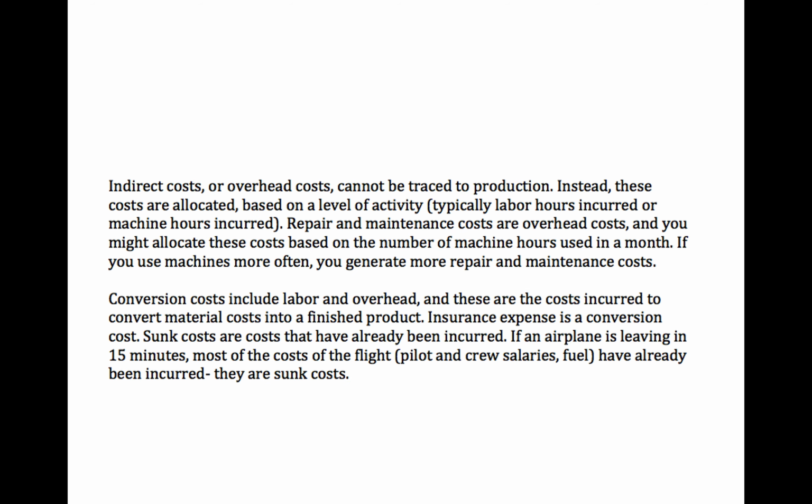Indirect costs, also called overhead costs, cannot be directly traced to production. Instead, these costs are allocated based on a level of activity, and typically it's based on labor hours incurred or machine hours incurred. Those are the two big ways to allocate indirect costs. Repair and maintenance costs are overhead costs, and you might allocate these costs based on the number of machine hours used. If you use machine hours more often, you generate more repair and maintenance costs.